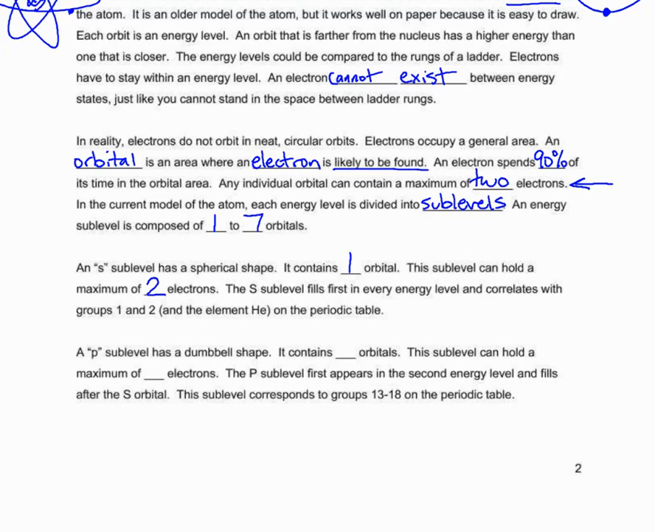The S sublevel fills first in every energy level. And if you're looking at the periodic table, it correlates with groups 1 and 2 plus the element helium. The periodic table is arranged a very specific way, and it has a lot to do with energy levels, orbitals, and electrons.